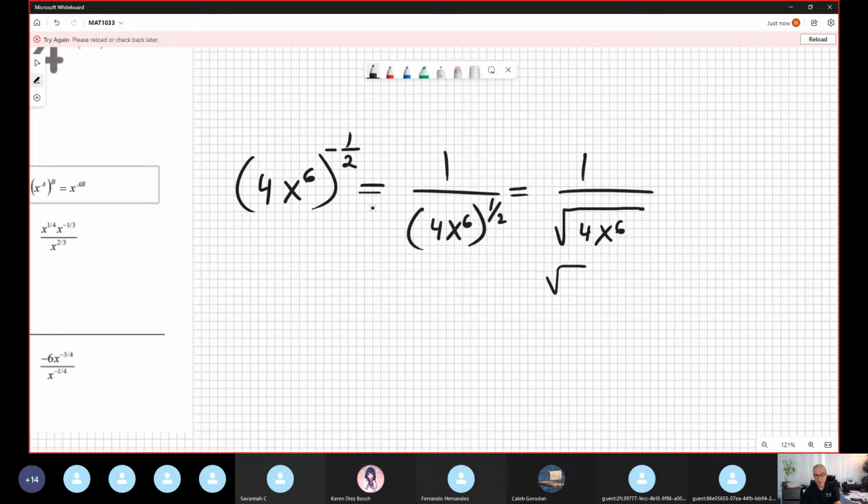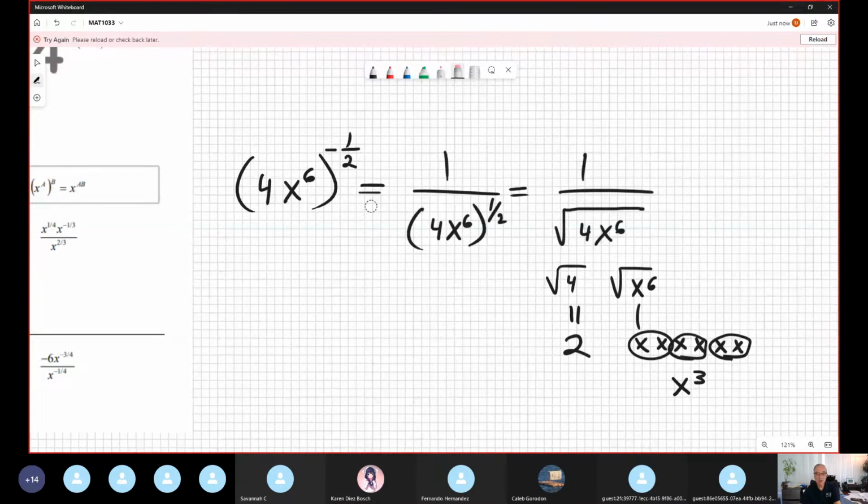Because you can separate it like the square root of 4, which is 2, and the square root of x to the 6th power. We can simplify a little bit because we have 1, 2, 3, 4, 5, 6 x's, and we have one couple, which is x to the 3rd power. Or another possibility is you divide mentally 6 divided by the invisible 2, the index. Not necessarily doing it that way. So the answer is 1 over 2x cubed. Final answer. Perfect.